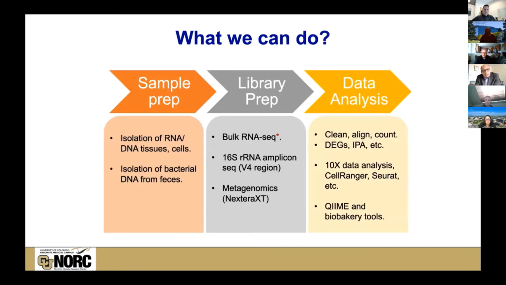So here's the broad overview for what we can do. We can accomplish sample prep tasks, so isolate either DNA or RNA from tissues and cells, or we can isolate DNA from bacteria, typically from feces, which is the initial point of starting a project. And then if you already have these nucleic acids isolated, we can prepare DNA libraries or amplicon libraries for microbial sequencing. And then we can do tasks related to the data analyses.